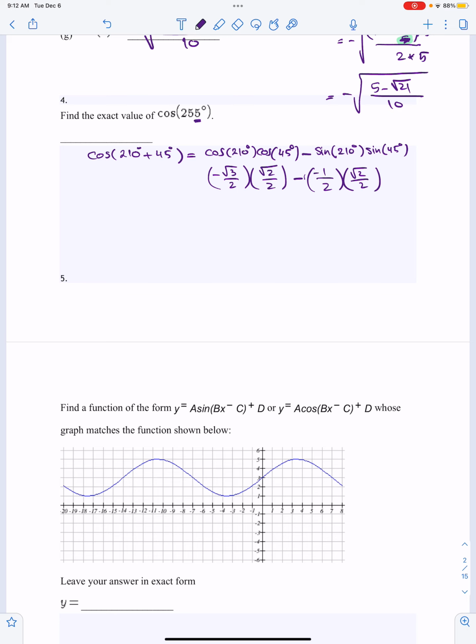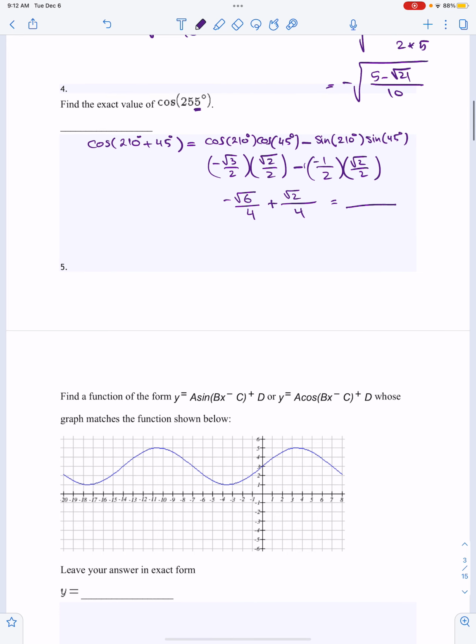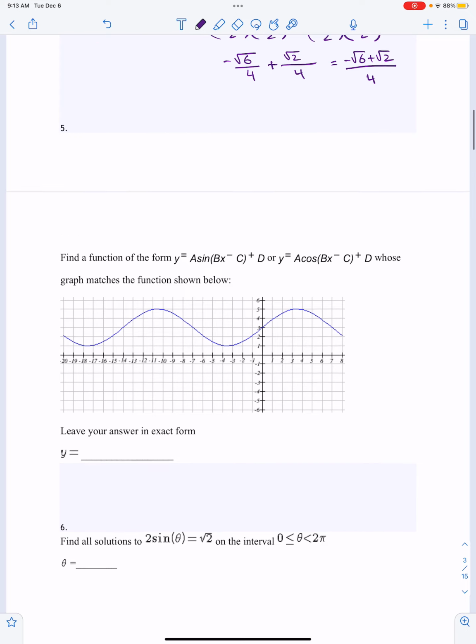So now I'm going to do the multiplication. Negative square root of 3 times square root of 2 is negative square root of 6, over 2 times 2 is 4. Minus times negative is positive. 1 times square root of 2 is square root of 2, over 2 times 2 is 4. So I can combine them over one denominator 4. And I could say negative square root of 6 plus square root of 2 over 4. And that would be the final answer. Leave your answers as exact because you will not be allowed to use a calculator in this case.